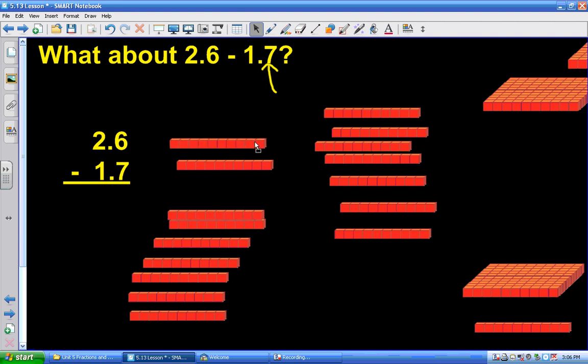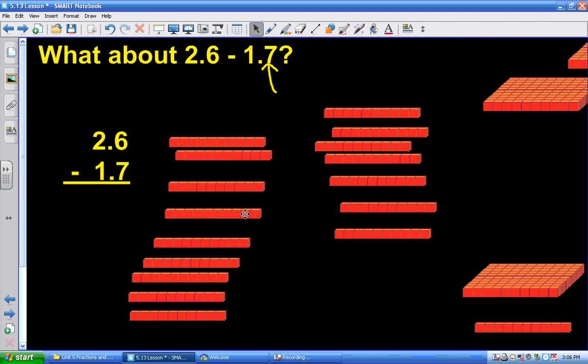So, what do I have? Space these out. What do I have left? Brooke? 0.9. So, if you count these, 1, 2, 3, 4, 5, 6, 7, 8, that's 9 tenths. And we write 9 tenths as 0.9.